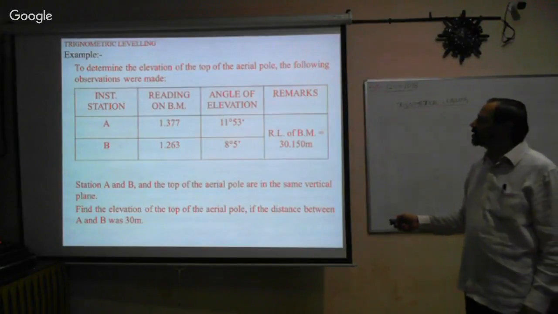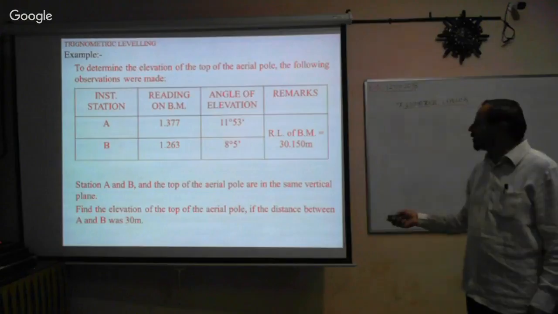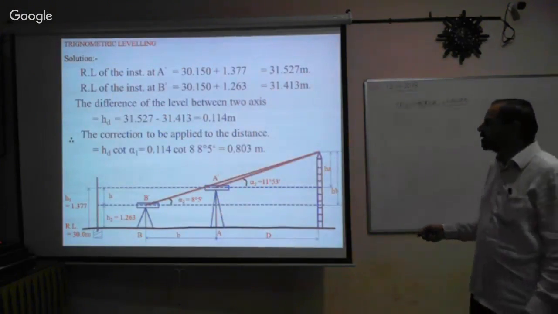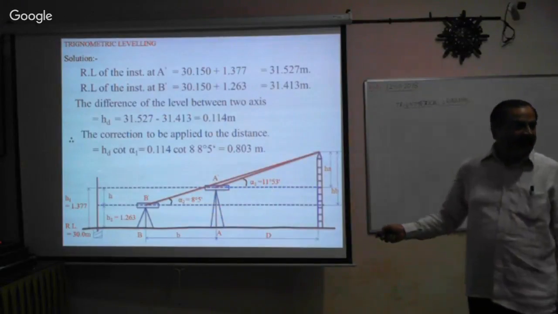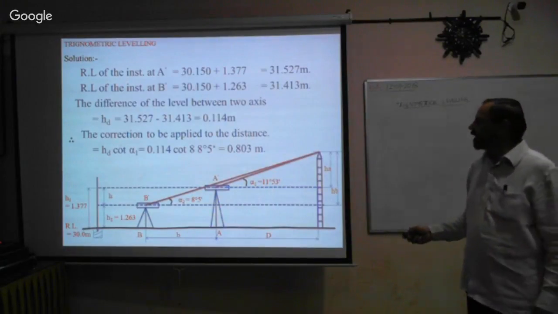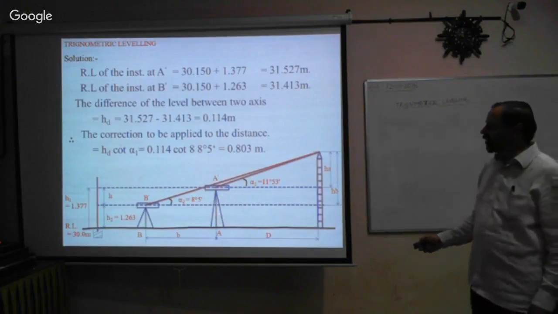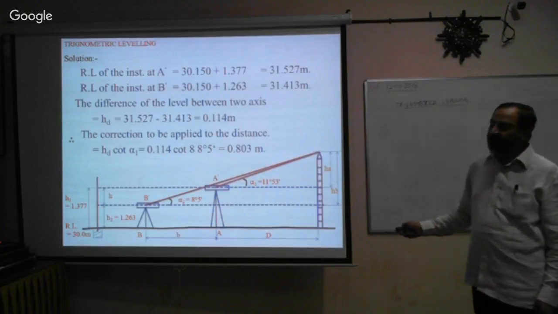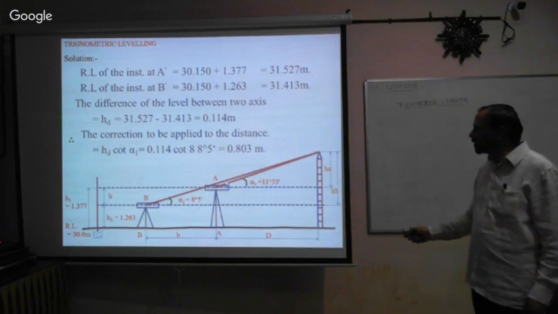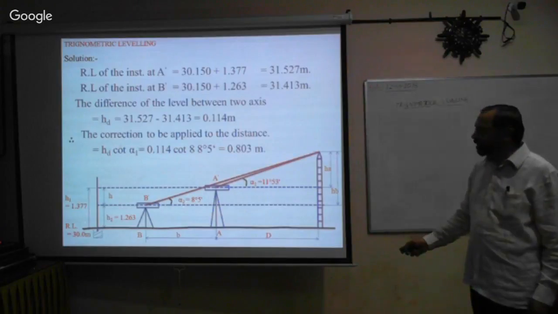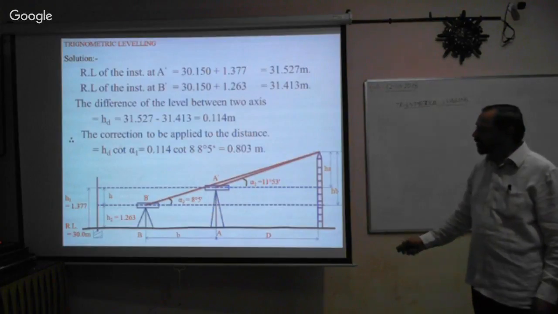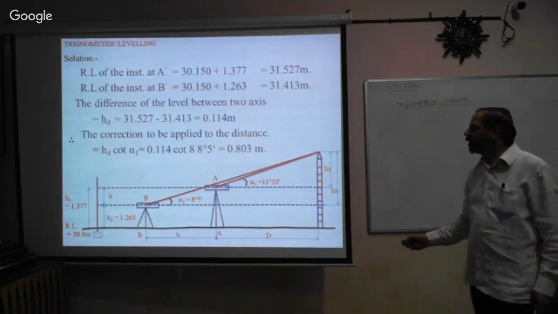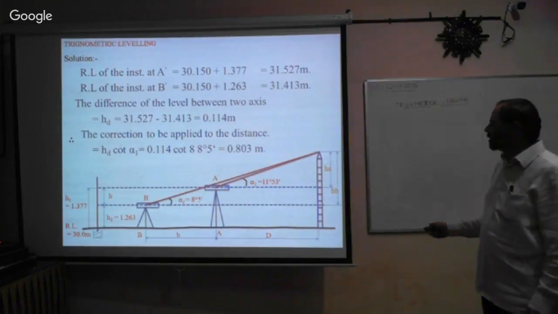Now this is the example given. Another example is given here with the instrument stations at different levels. Instrument axes are at different levels. From the first instrument station, alpha 1 is given, and from instrument station 2, alpha 2 is given as 8 degrees 5 minutes, and staff reading 1 and staff reading 2 are also given. Benchmark is given.